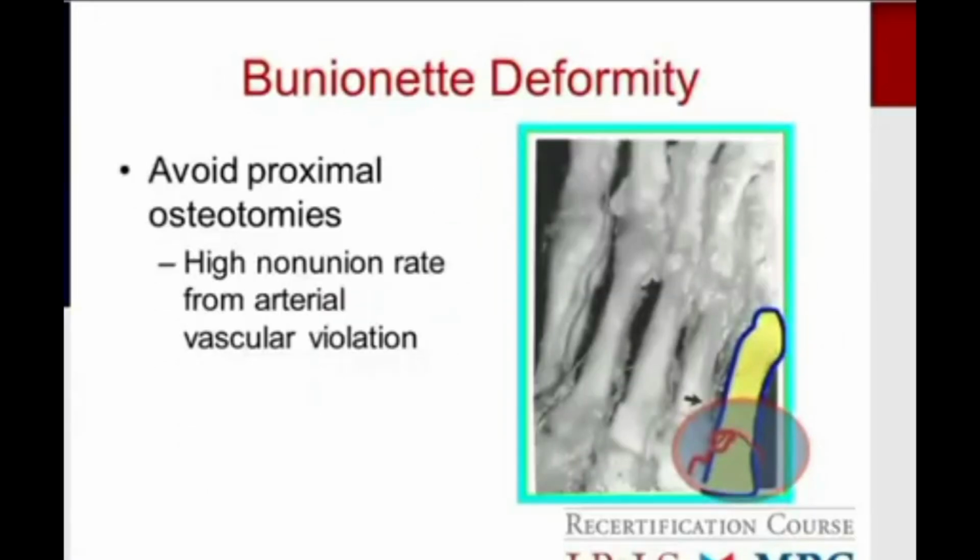Unlike what we talked about in bunion deformities, we don't do crescentic or proximal osteotomies on the side of the bunionette. Why? Because we're essentially devascularizing that shaft, creating a true Jones fracture across that site, and there's a high non-union rate because of that. So make the osteotomy in the mid-shaft instead.